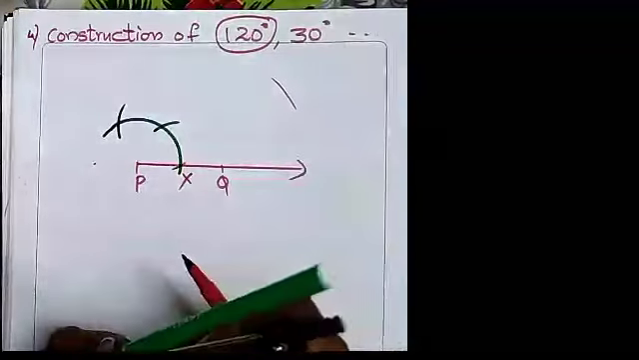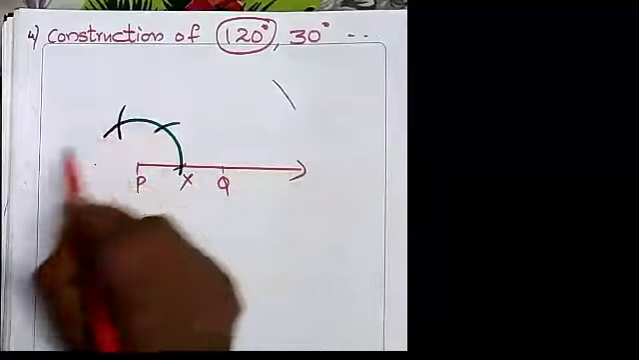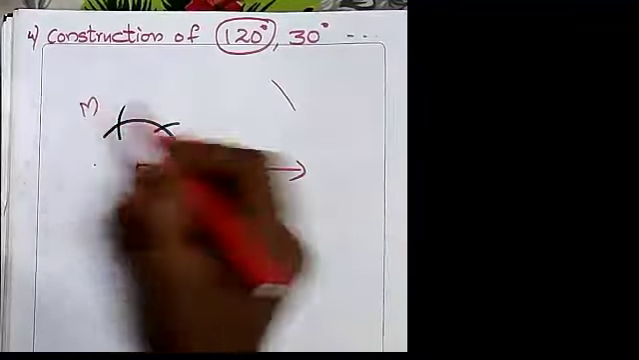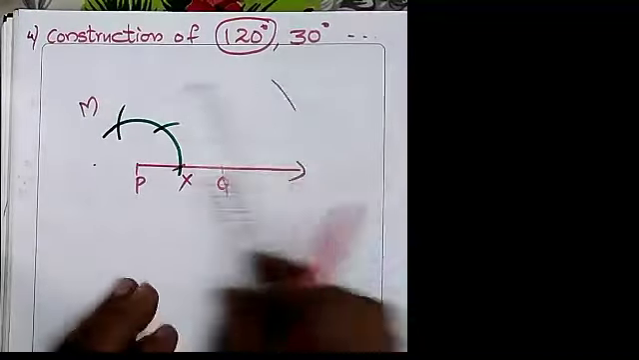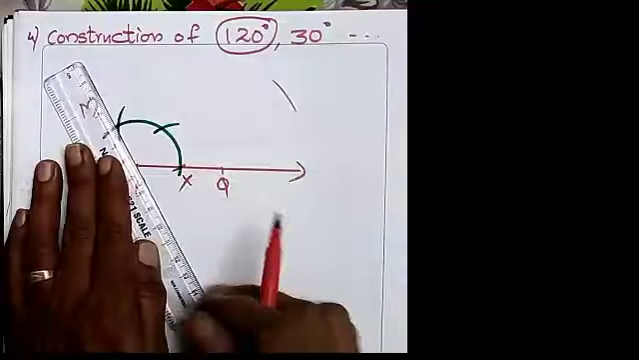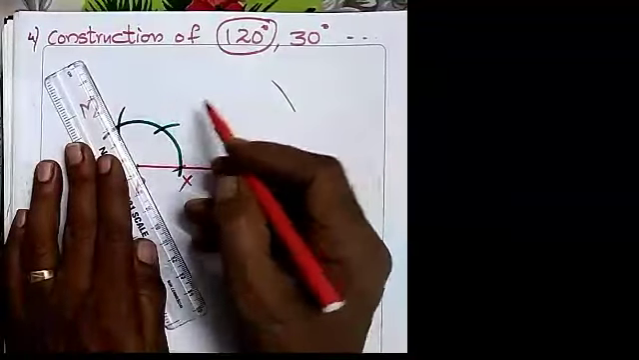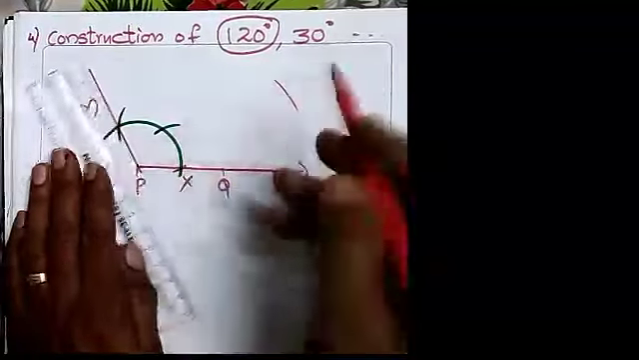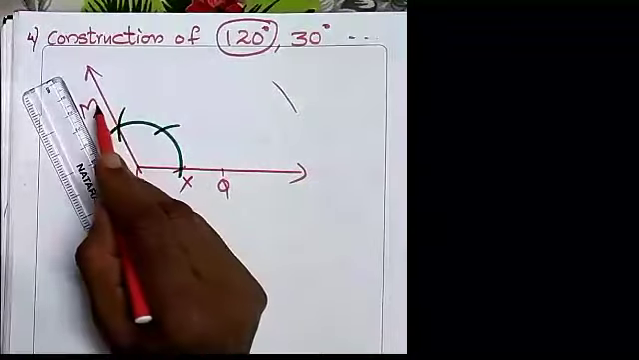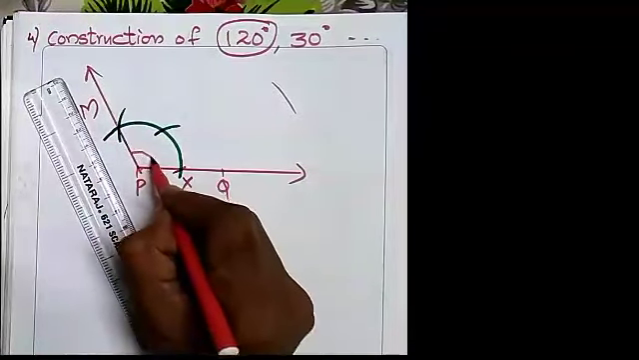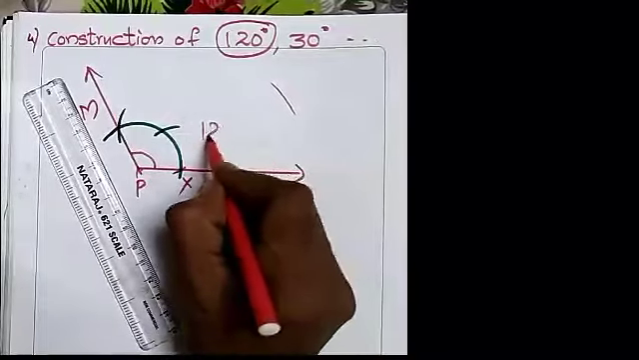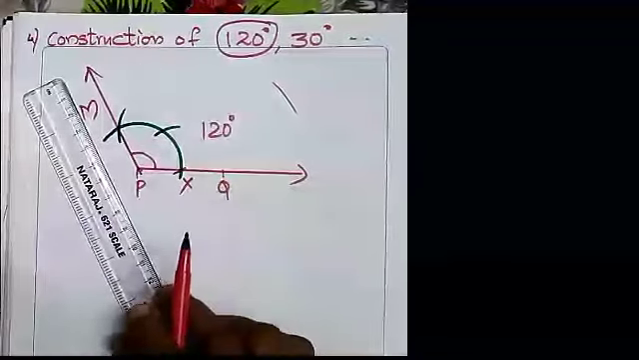So this point, you can name this point as M. Now just join PM, P and this new intersecting point M. So what are we getting? This angle MPQ has a measure of 120 degrees. Can you understand this construction?